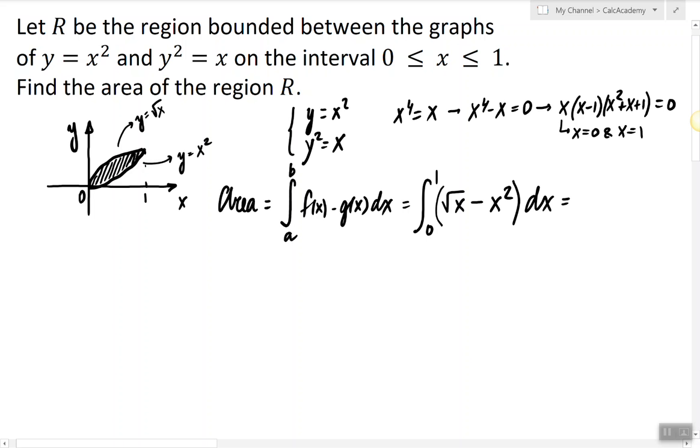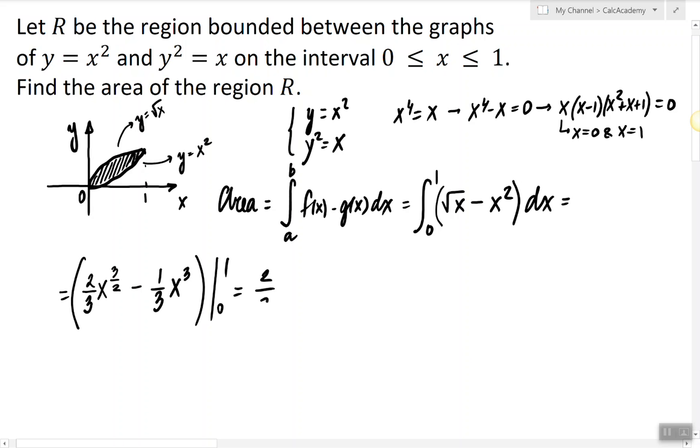Once the integral is set up, now it's just a matter of finding the antiderivative and using the fundamental theorem of calculus. The antiderivative of square root of x is x to the power 3/2 over 3/2, which is the same as multiplying by 2/3, minus x squared, whose antiderivative is 1/3 x cubed, and we're evaluating it between 0 and 1.